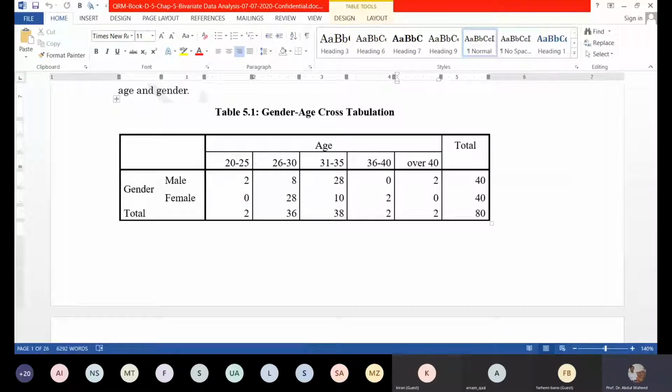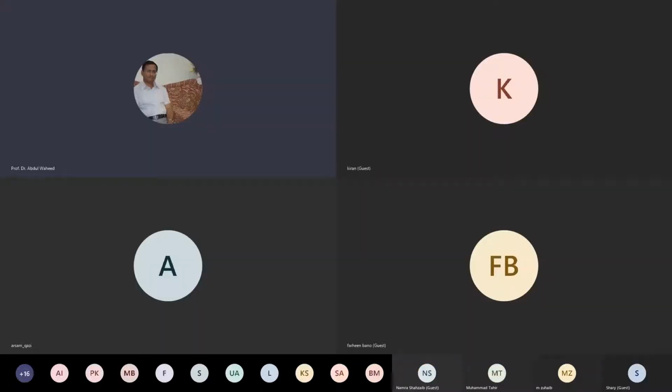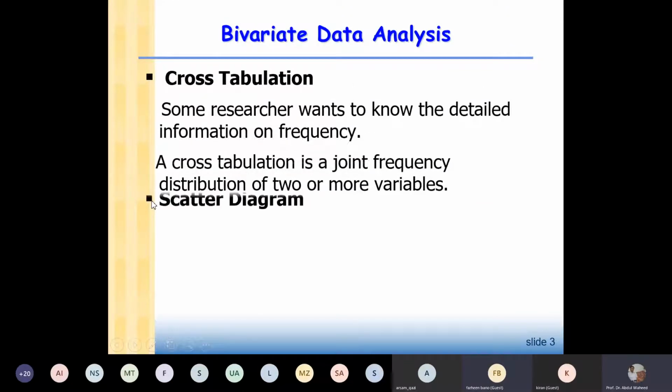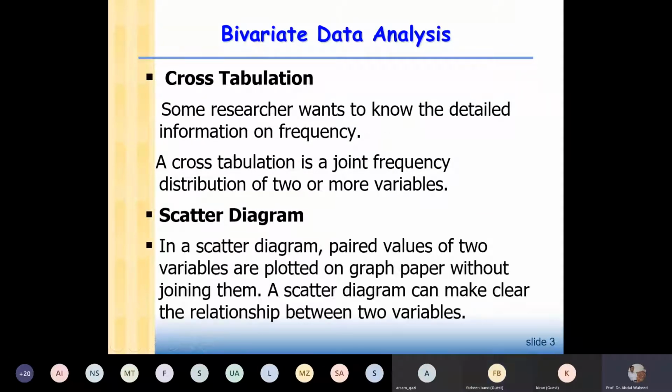Now again I will go to the lecture slide. Can you see the PowerPoint slide? No, sir. Can you see? Yes, sir. Okay.